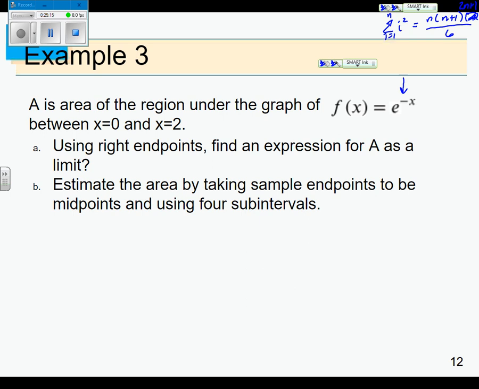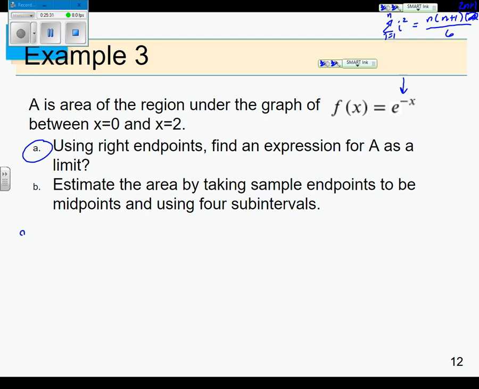But I want to use right endpoints. I want to find an expression for A as a limit. I want to write this as A, okay? And I'm just going to have this be formula driven. You know where the formulas came from, so you can work it that way, or you can just use the formulas that we know.